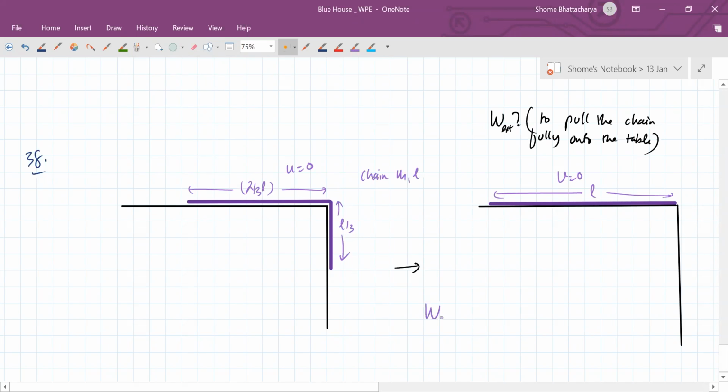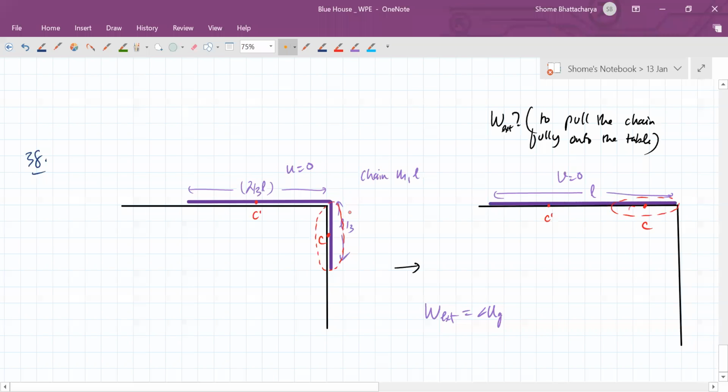So work done by the external agent will be equal to change in gravitational potential energy, because the change in kinetic energy is zero. Now you can see which part's gravitational potential energy has changed. This part's center of mass was earlier here. Okay. And now this part's center of mass has come over here. Whereas this part's center of mass, let's say this is C prime, is not moving vertically. C prime is remaining where it was, vertically speaking.